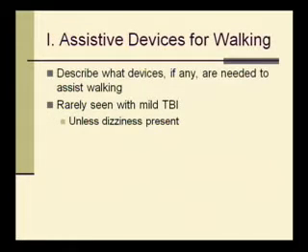I. Assistive devices for walking. If the veteran is ambulatory, describe what devices, if any, are needed to assist in walking. This is rarely seen with mild TBI unless dizziness is present.